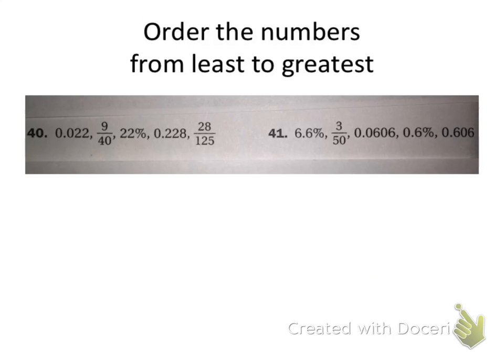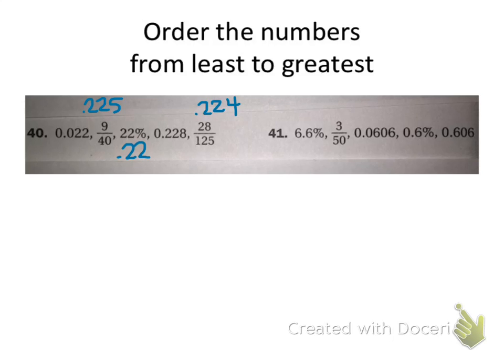And when we look at these numbers, we're going to order them from least to greatest. I know we've had a little bit of experience doing this. The first thing I'm going to recommend is that you change everything to a decimal. So, the first one is a decimal. If you take 9 and divide by 40, you get 225 thousandths. 22% becomes 22 hundredths. The next one is a decimal, and the last one, when you take 28 divided by 125, you get 224 thousandths.